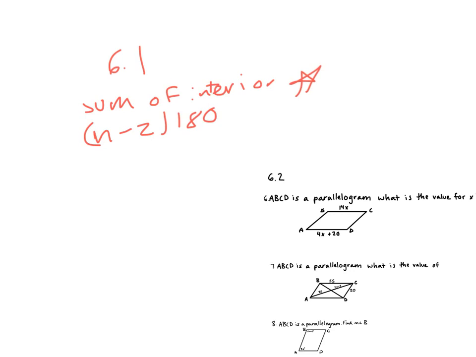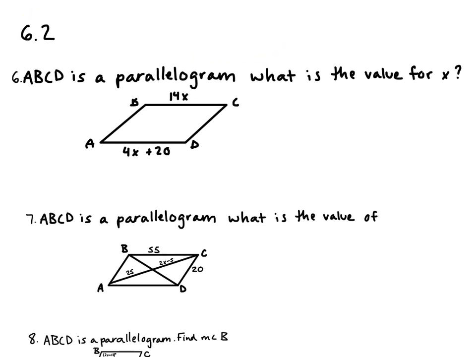Okay, let's go on to 6.2. Number 6, ABCD is a parallelogram. What is the value for x? How do we find x? Alexis. I don't know if it's right, but what I did was that I put 14x equal to 4x plus 20. Perfect. 14x is equal to 4x plus 20.